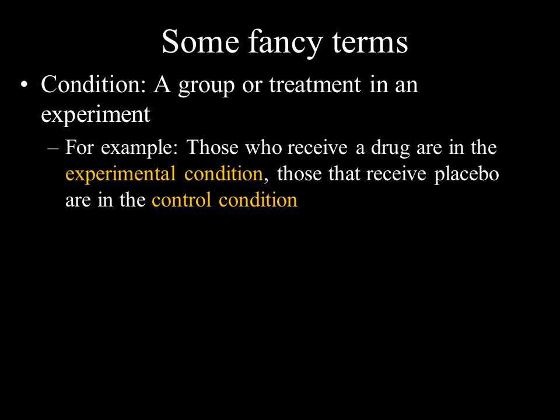Okay, so mice that learn the maze before being put into a different maze, that might be an experimental condition. Those that are just put into the second maze without having experienced the first maze, that would be a control condition. So that's what a condition basically is, a group in your experiment.